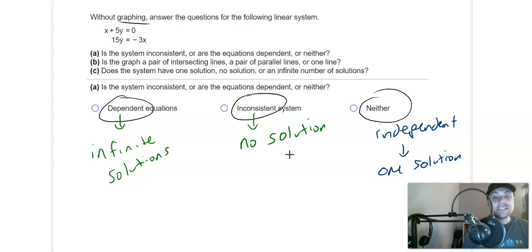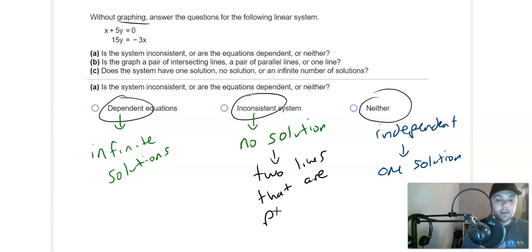How will you know if it's inconsistent? If the lines are parallel. There's two lines that are parallel. And the reason that means there's no solution is because, remember, we find our solution to the system of equations where the graphs cross each other. But parallel lines would not cross each other. So if you have two lines that aren't crossing, there can't be a solution, because where they cross is the solution. If there's no crossing, there's no solution. Parallel lines are lines that don't cross, so if you have parallel lines, that means there's no solution.